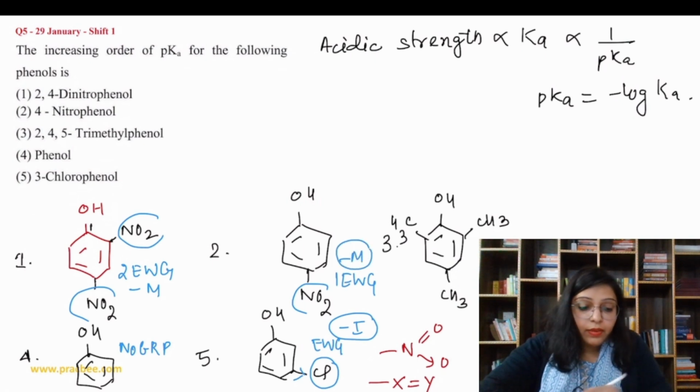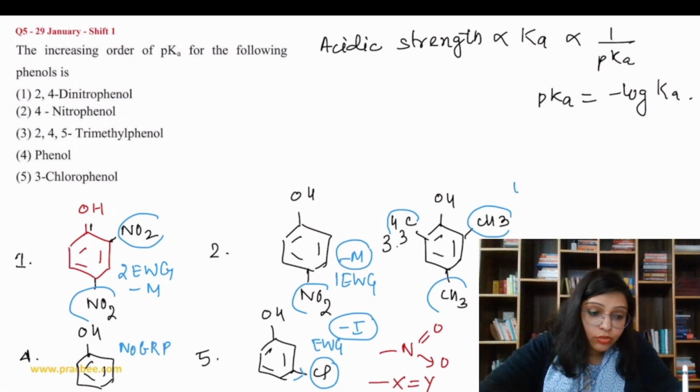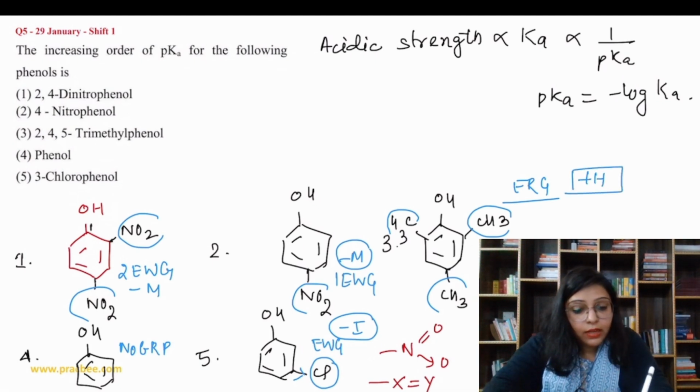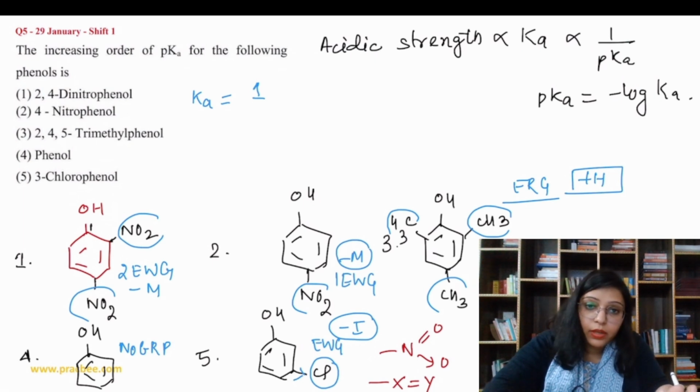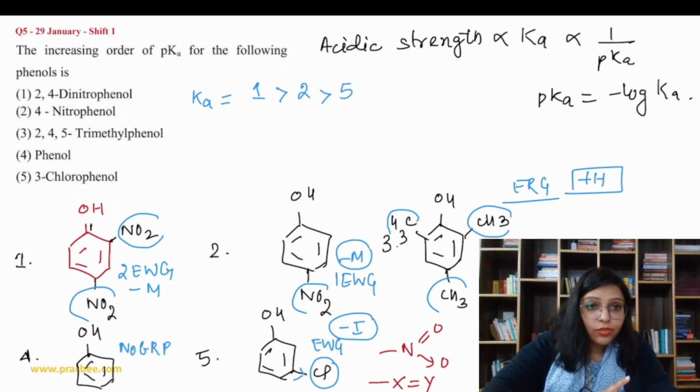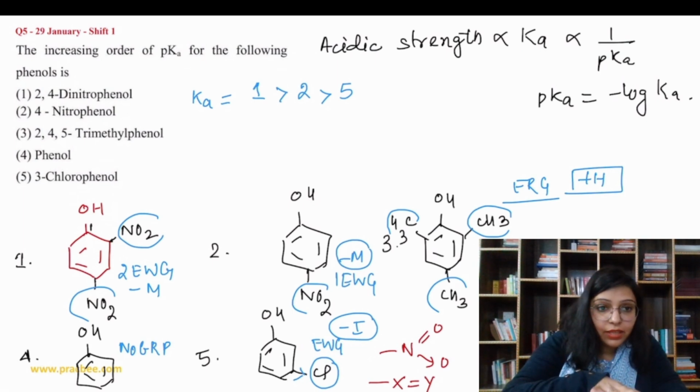If we talk about this CH3 and CH3, these are electron releasing groups. So they are in conjugation with the double bond. So here we have plus H effect, hyperconjugation. So the point is that if we talk about Ka, the more acidic is going to be option number 1 because of two electron withdrawing groups, right? Then we have 2. Why? Because of one electron withdrawing group. Then in the 5th, an electron withdrawing group is there, but the inductive effect is there.